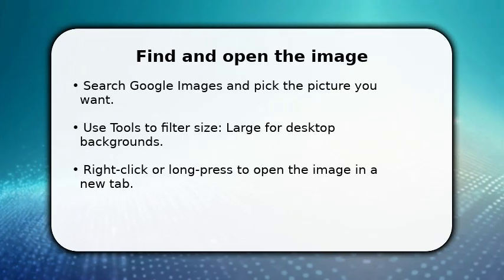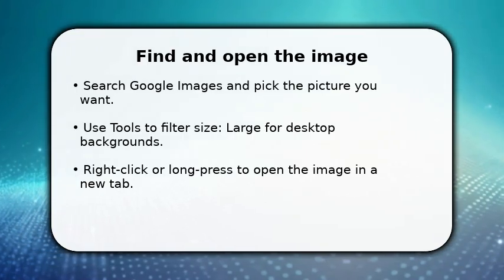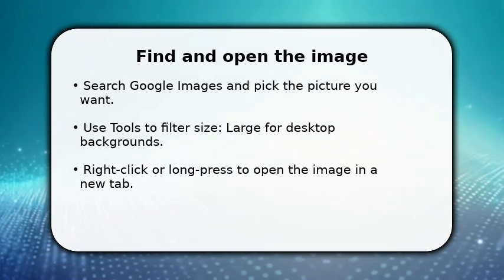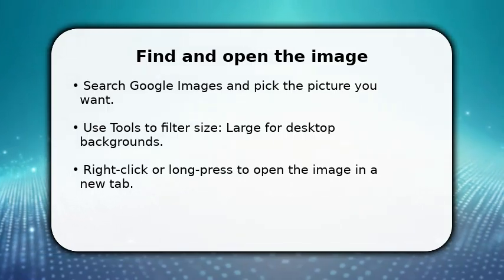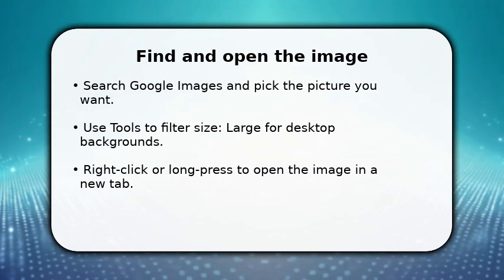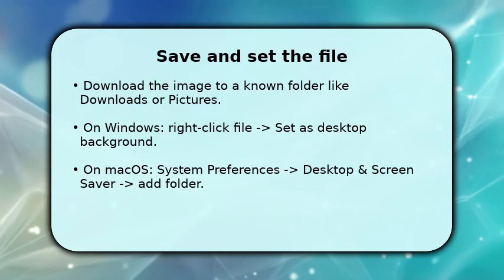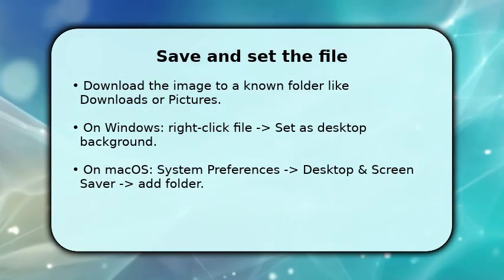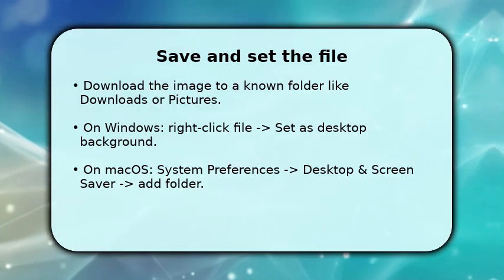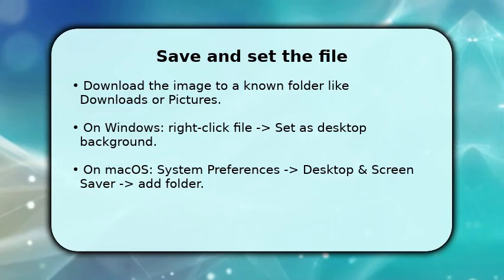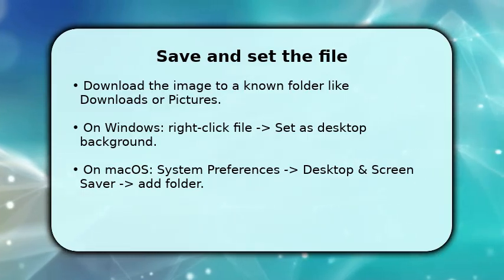Make sure the image's dimensions match or exceed your display resolution, because scaling up later reduces quality and creates a blurry background. Once the image is in a new tab, save it to a folder you can easily find, such as Downloads or Pictures. On Windows, navigate to that file, right-click and choose Set as Desktop Background. You can also adjust fill, fit, or stretch in personalization.